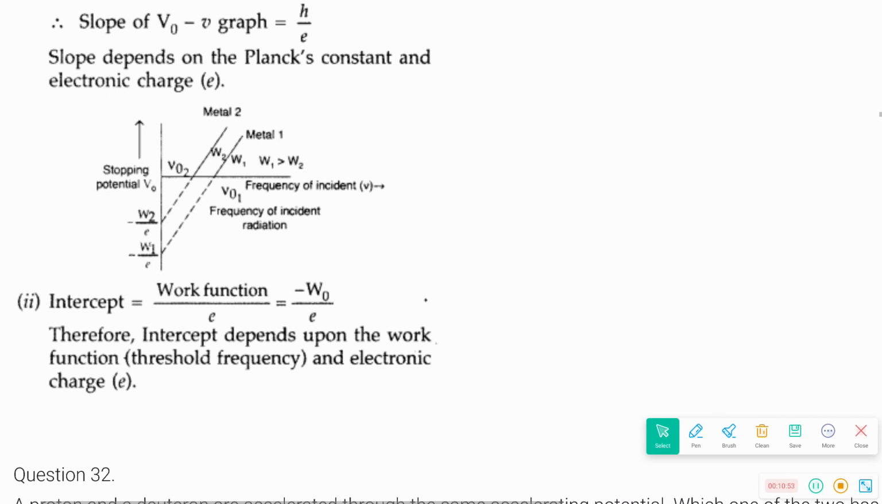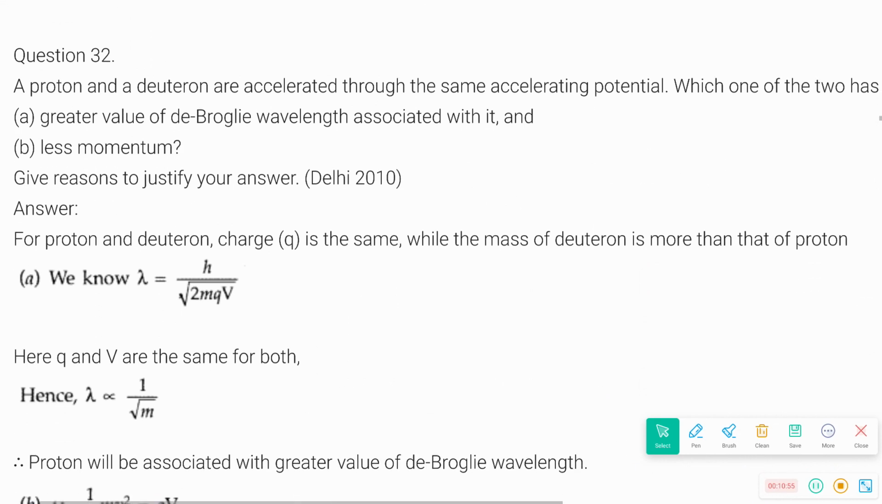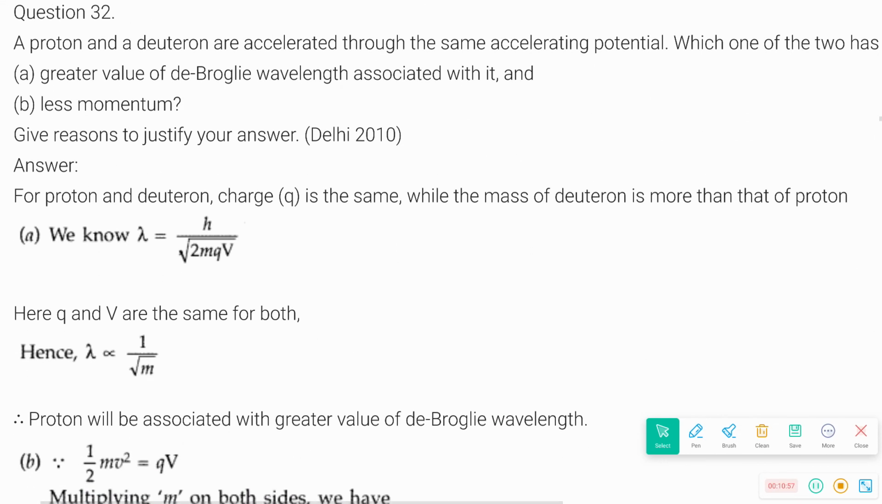Go. Now question 32. A proton and a deuteron are accelerated through the same accelerating potential. Which of the two has the greater value of de Broglie wavelength and less momentum? Give reasons to justify.